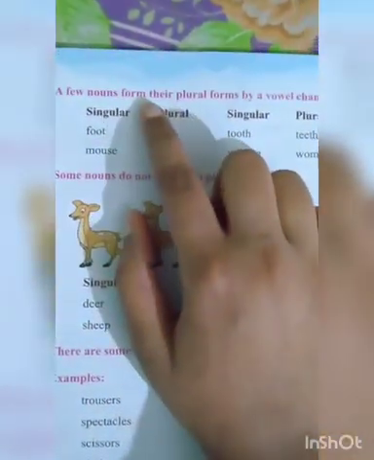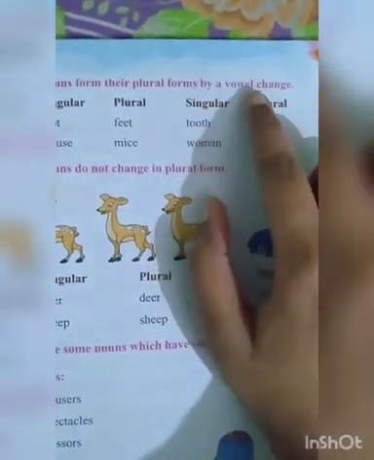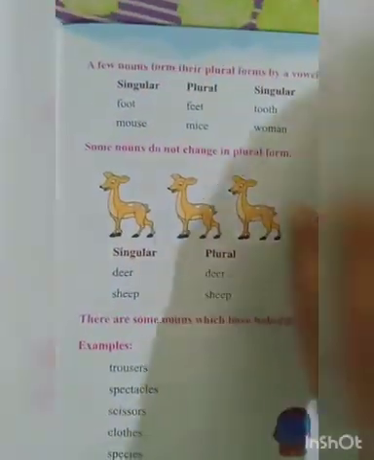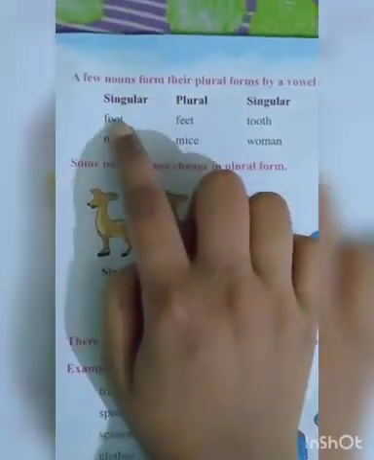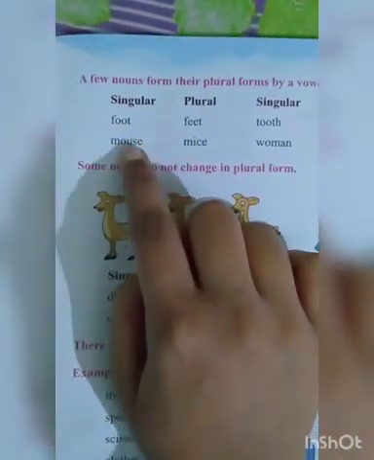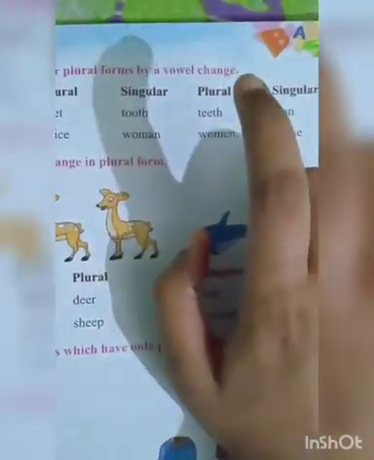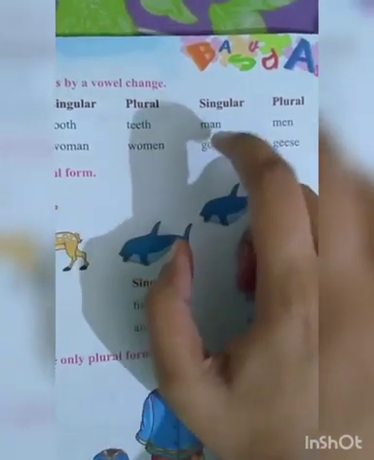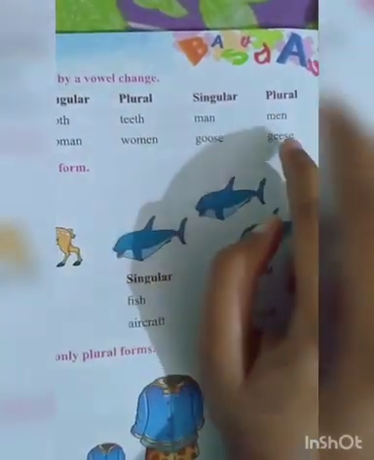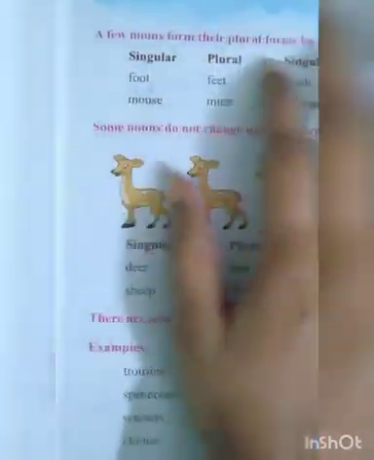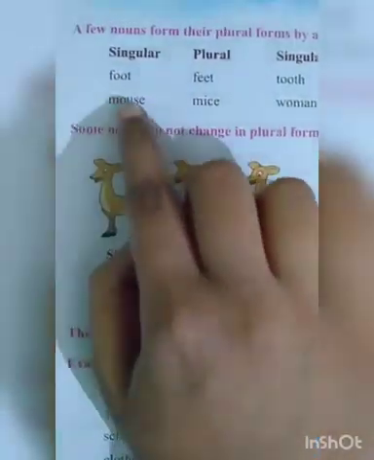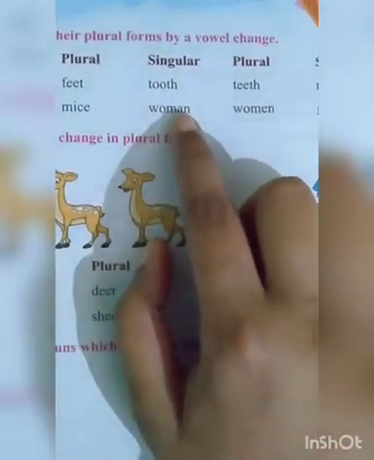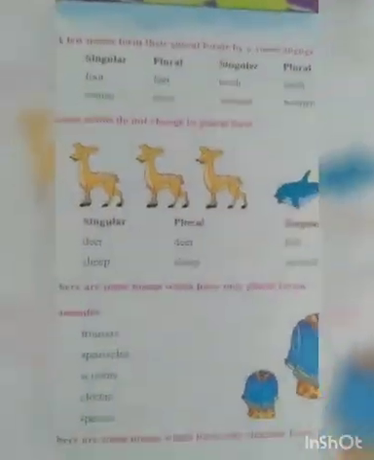Now again come here, page number 35. A few nouns form their plural by a vowel change. For example, foot, feet. Mouse, mice. Tooth, teeth. Woman, women. Man, men. Goose, geese. See here, in these words there are vowels: here double O, here O, here double O again, here A. These are the vowels, and from these the words change in the plural form.